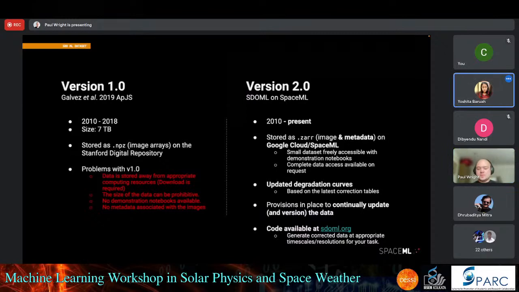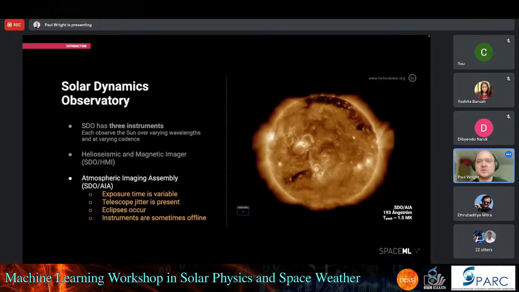So can I ask something? Yes. What do you exactly mean by UV filters degrade in orbit? I didn't really understand. So the filters that are used on SDO to take images like this, in the presence of extreme ultraviolet, they degrade such that they let less light through.